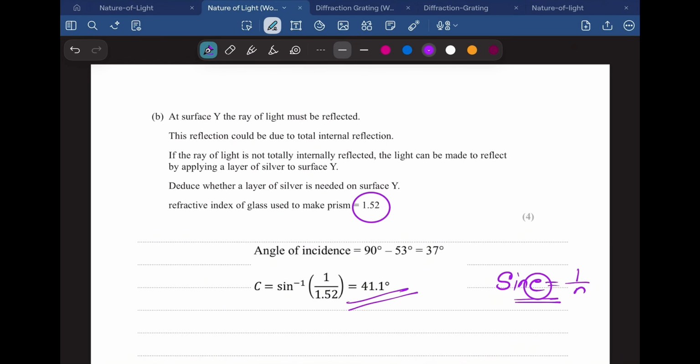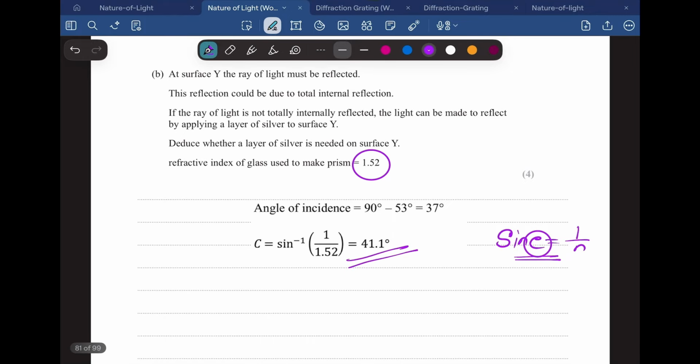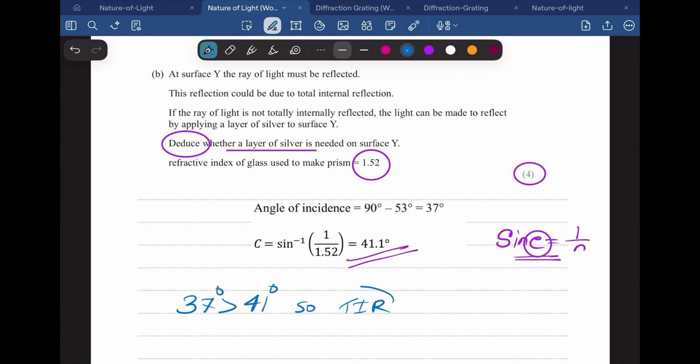So the critical angle is 41.1 degree, and as we can see that 41.1 degree is greater than 37 degrees, so our answer is going to be that it will be totally internally reflected. So a layer of silver is not required. And as the question said deduce, you will have to show mathematical and then write down why, what is the answer. Okay, so if you don't write the final answer, you're not going to get the last mark. So you'll have to write that 37 degree is greater than 41 degree. So total internal reflection, don't write like this, write completely. I'm just writing to save time.